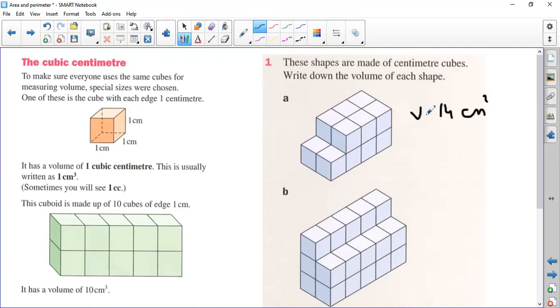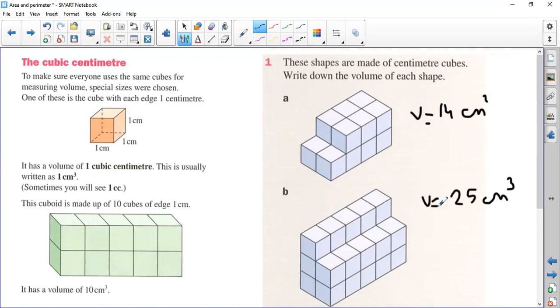In the same way, if we calculate the number of cubes that we have here, we have 3 times 5, 15, 15 plus 10, 25. So it will be 25 centimeter cubed. Okay, 25 centimeter cubed will be the volume of this one.